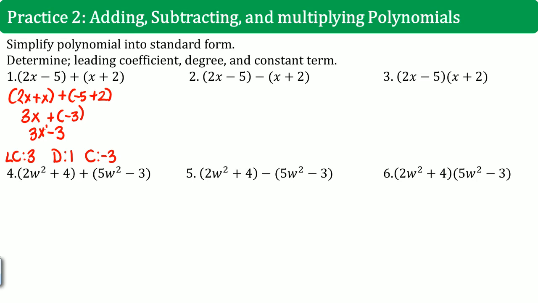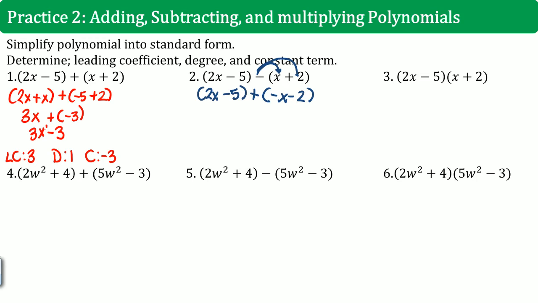Next, we have a subtraction. Again, we do not like the subtraction, so what we're going to do is distribute the negative into each one of the terms. So it becomes an addition now. Negative times x is negative x. The negative times the 2 is negative 2.